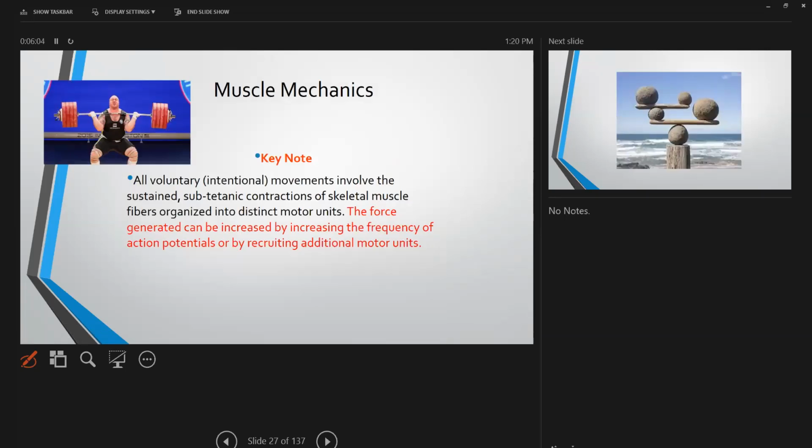A keynote to muscle mechanics: all voluntary, intentional muscle movements involve the sustained subtetanic contractions of skeletal muscle fibers organized into distinct motor units. The force generated can be increased by increasing the frequency of action potentials or by recruiting additional motor units.